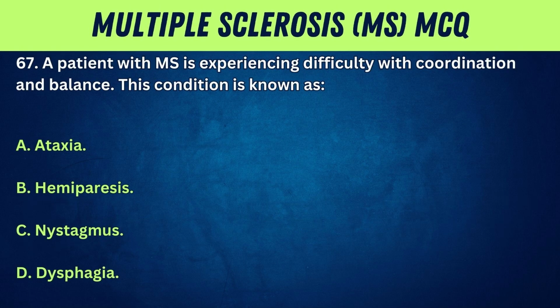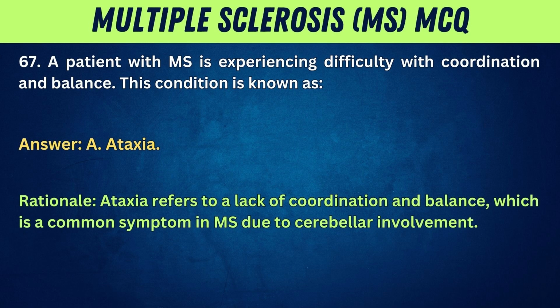67. A patient with MS is experiencing difficulty with coordination and balance. This condition is known as A. Ataxia. B. Hemiparesis. C. Nystagmus. D. Dysphagia. Answer: A. Ataxia. Rationale: ataxia refers to a lack of coordination and balance, which is a common symptom in MS due to cerebellar involvement.